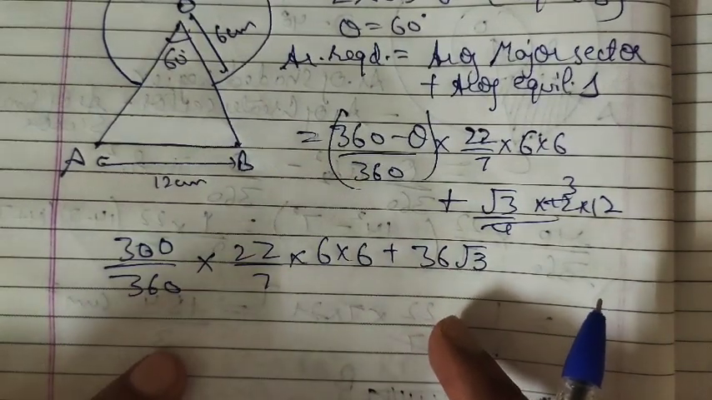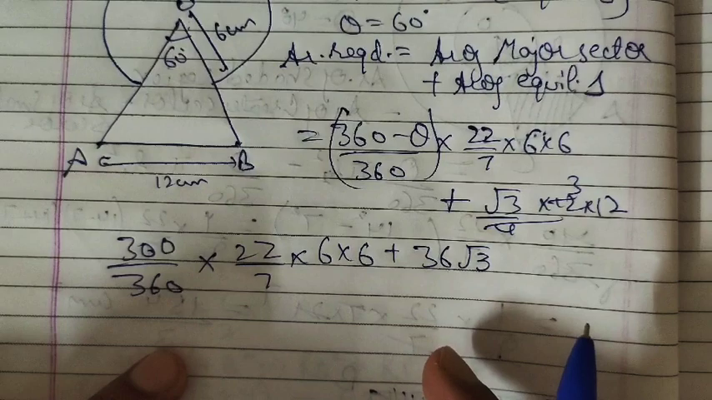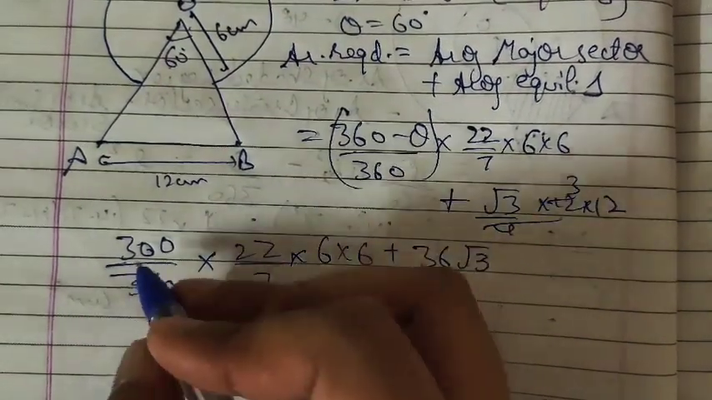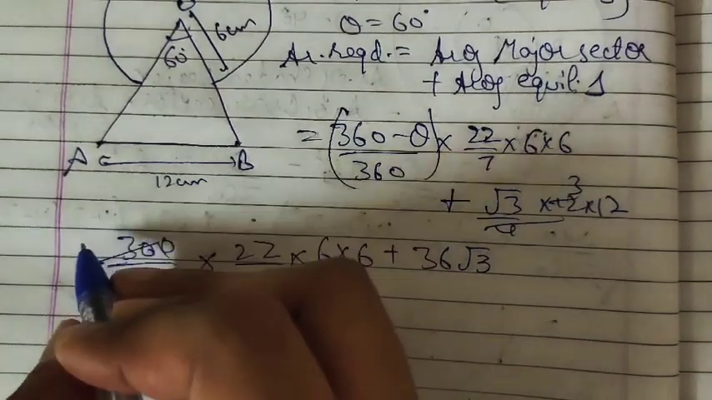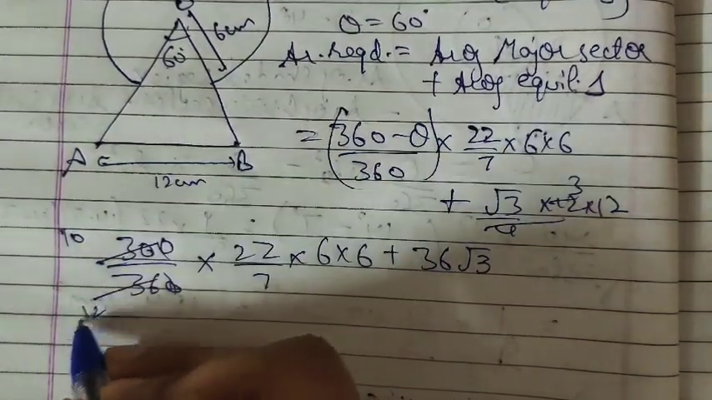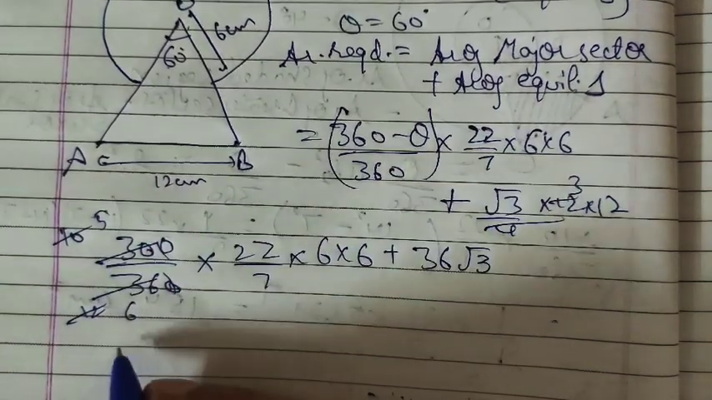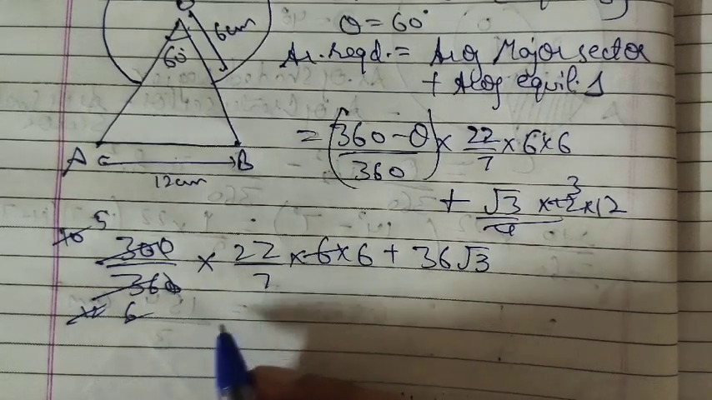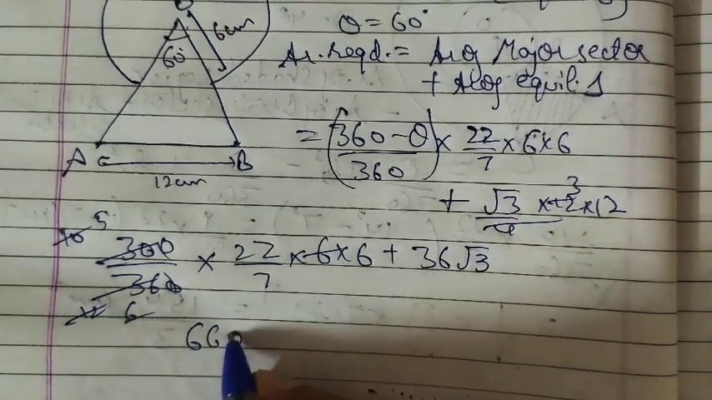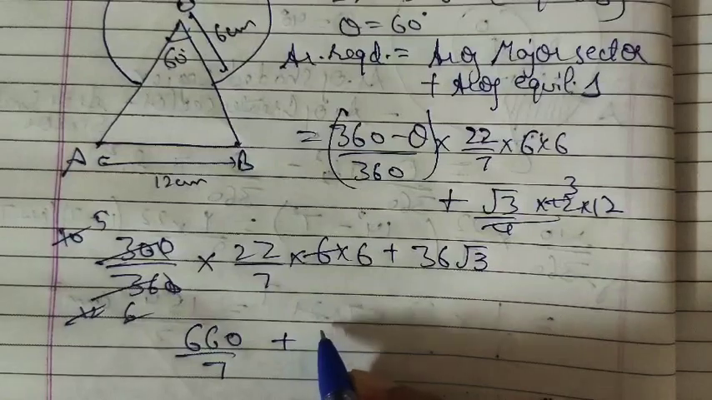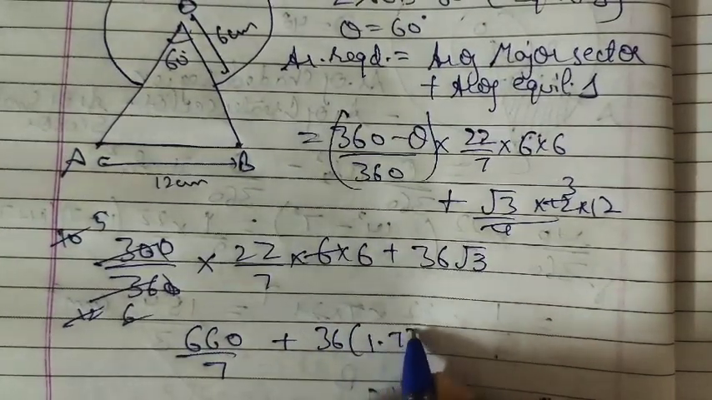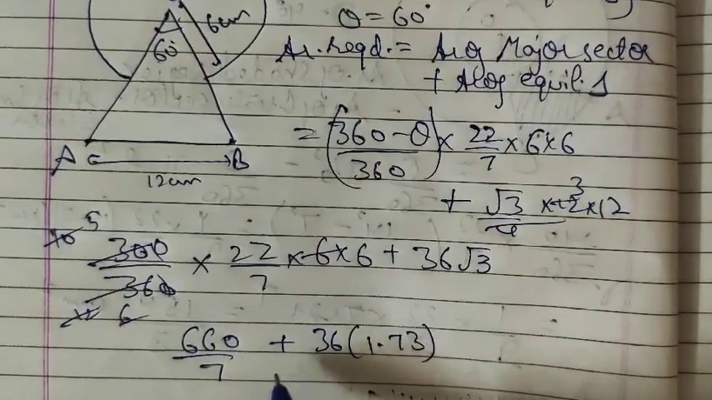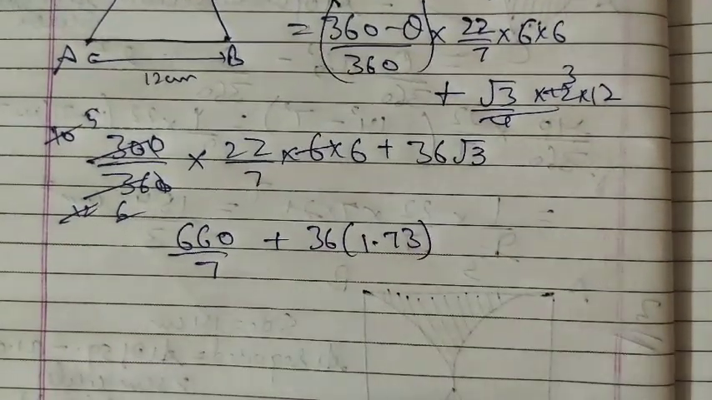So remember root 3 value is 1.73, so you can put that value also, right? Or I'll show you till the last calculation. 10 times, 12 times, 5 times, 6 times, 6 to 6 cancel. So 22 multiply 5 is 110, 110 multiply 6 is 660 upon 7 plus 36 into 1.73, right? So find out this value in decimal and then add both the values, right? So you will get the answer.